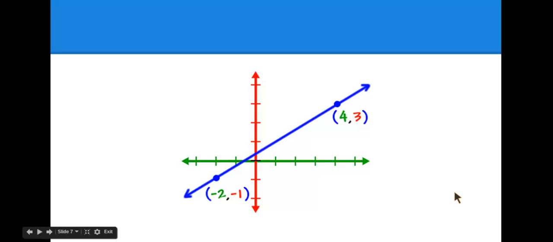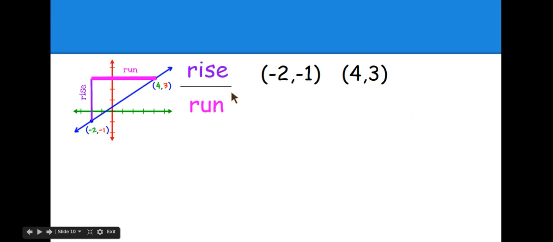So we are going to find the slope of this line. We are given 2 points, -2, -1, and 4, 3. We need to figure out the rise of the line and the run of the line. So we're going to take the rise divided by the run, how much it goes up versus going to the right. So we've got the points -2, -1, and 4, 3.